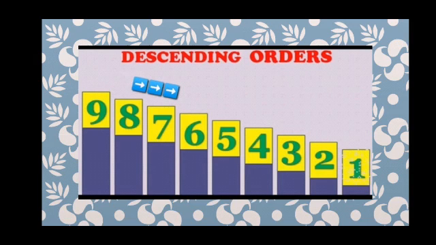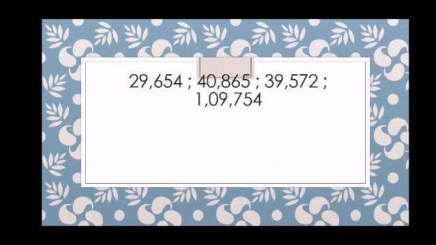Here, we write the greatest number first and then the smaller number. And like this, we keep on writing the next smaller number. And lastly, we write the smallest number. For example, here are some numbers written on the slide. You have to arrange them in decreasing order.